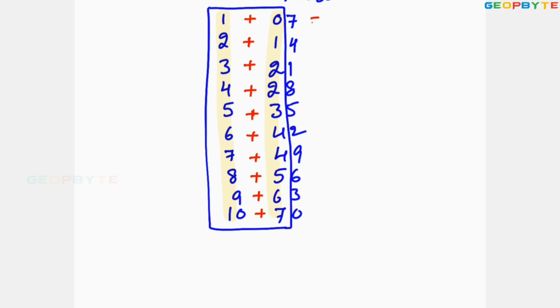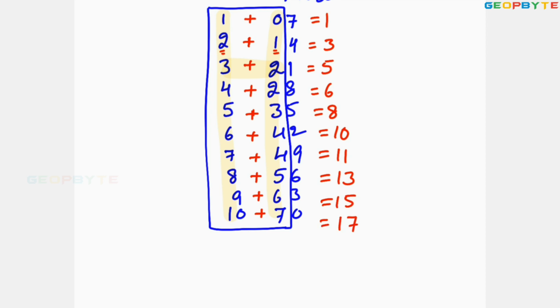1 plus 0, 1. 2 plus 1, 3. 3 plus 2 equal to 5. Similarly, 4 plus 2, 6. 5 plus 3, 8. 6 plus 4, 10. 7 plus 4, 11. 8 plus 5, 13. 9 plus 6, 15. 17.